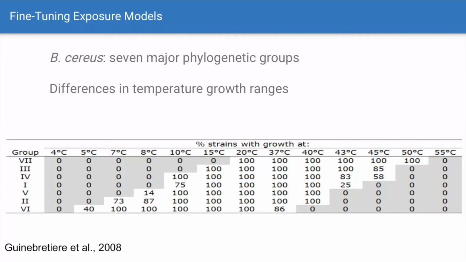Conversely, at the other end of the scale, at 50 degrees, in group 7, 100% of strains in that group will grow at 50 degrees, however, the rest of them don't. So you can see that if we grouped all of these together in a predictive model, the uncertainty, or the range of responses we would be seeing, is absolutely huge. Genetic information allows us to subdivide and be a lot more targeted in how we develop predictive models.